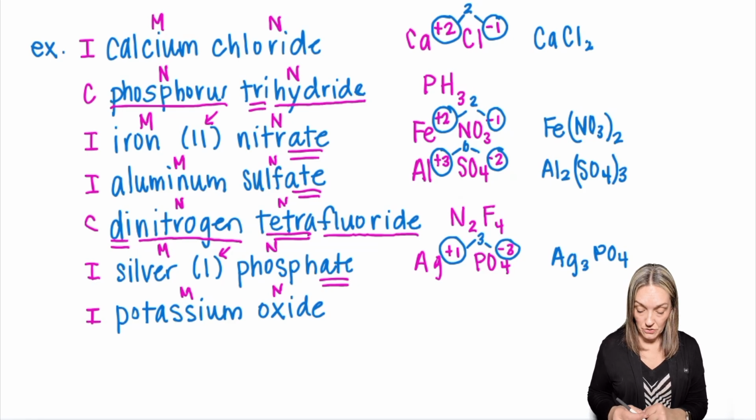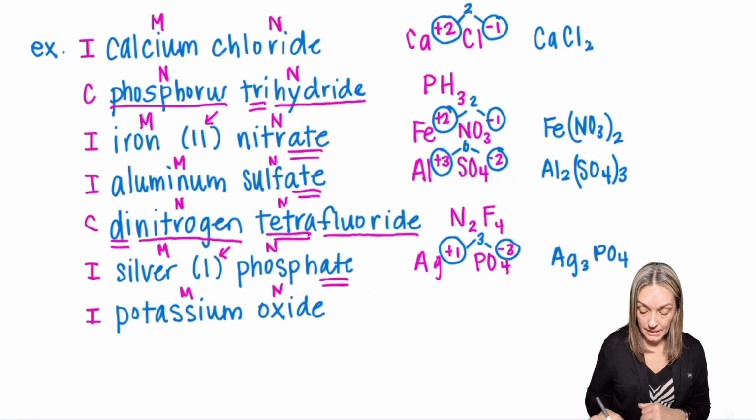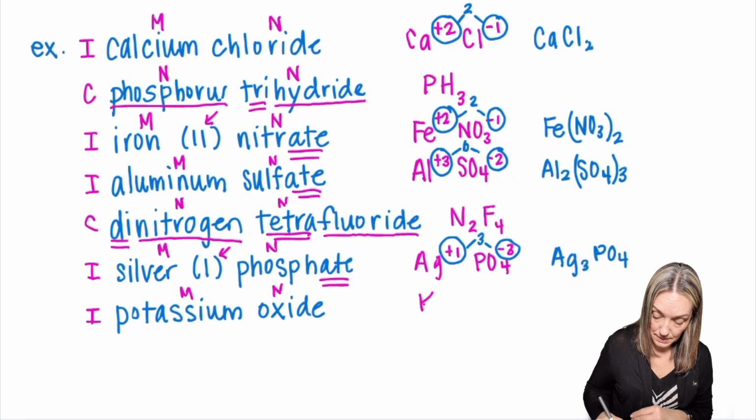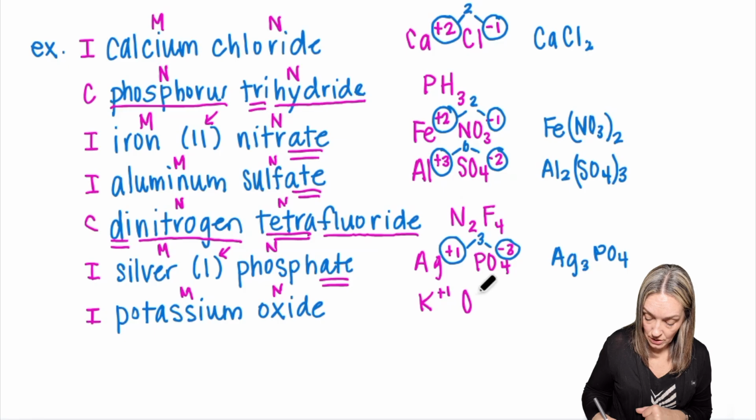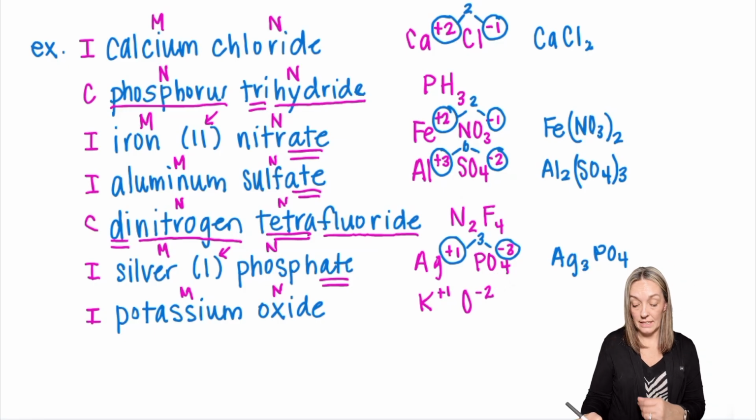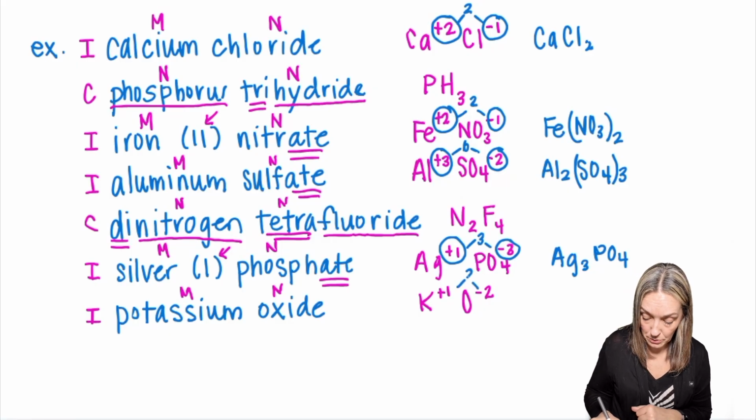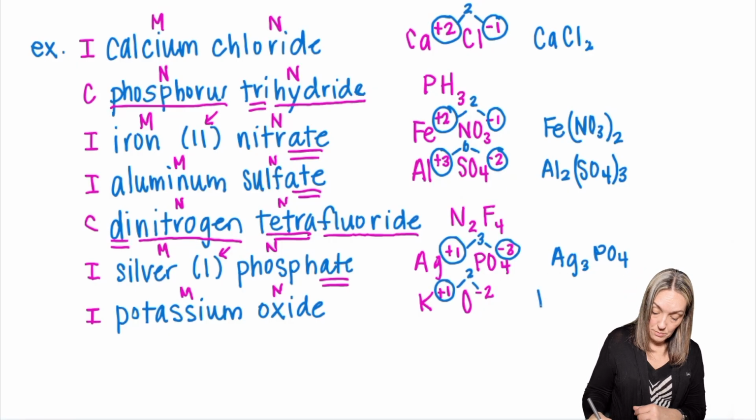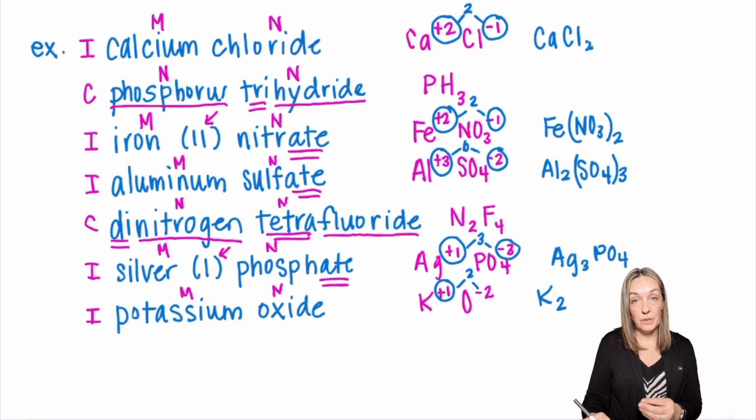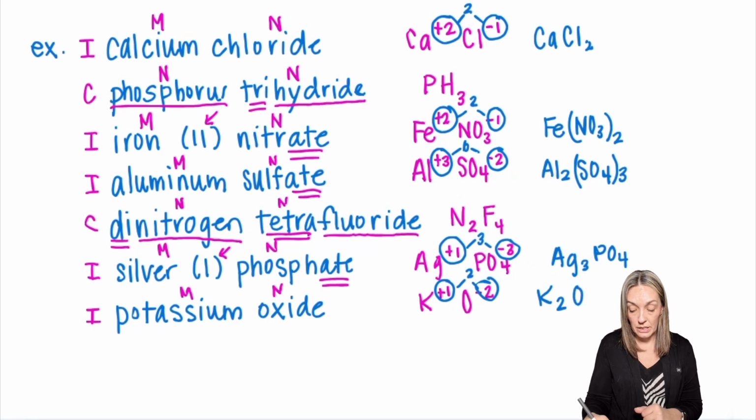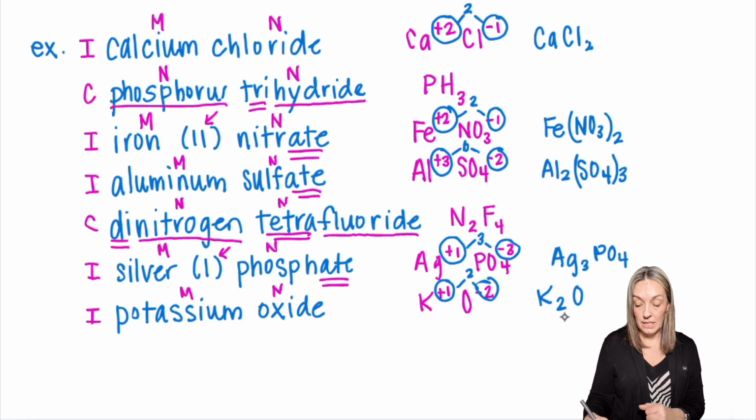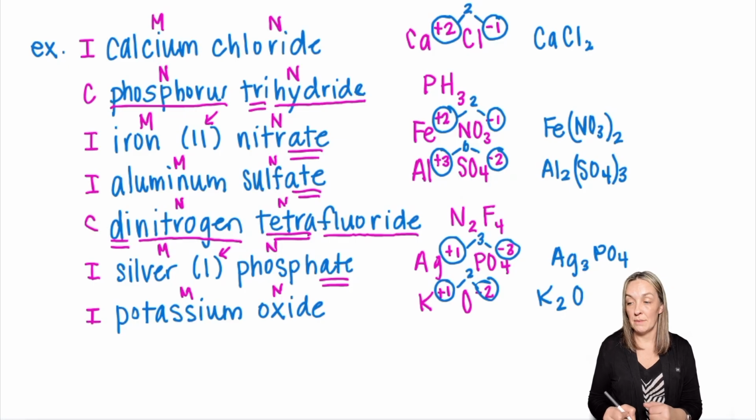We have one more ionic to try together. This time I have potassium oxide. Again, I've already identified that it's ionic, so I know I'm going to need to start by writing the symbol and writing the charge. Oxide is O, and oxygen carries a -2 charge. Once you have the charge of each of the individual elements, you're going to find the lowest common multiple between them, which is 2. You're going to have to multiply your K by 2 in order to get 2 positives, and you're going to have to multiply your oxygen by just 1 in order to get 2 negatives. So K2O is the correct formula for potassium oxide.